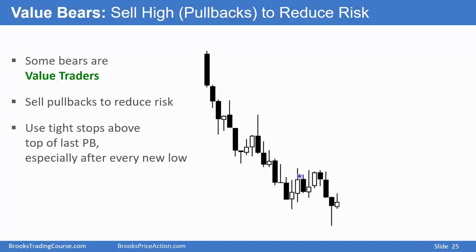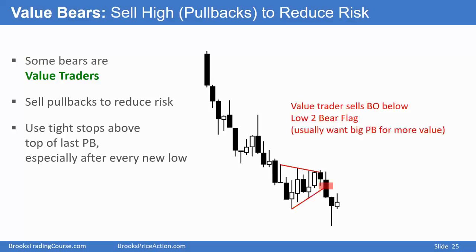Here we got a low 2 bear flag, 2 legs up, 1, pullback, 2. So a low 2 short. You can also call it a triangle, 3 pushes up, 1, 2, 3. And you'll sell the breakout and use a tight stop. So low risk, but they've got to pay for it somehow.